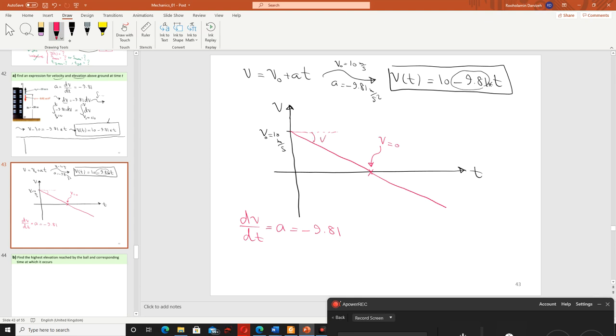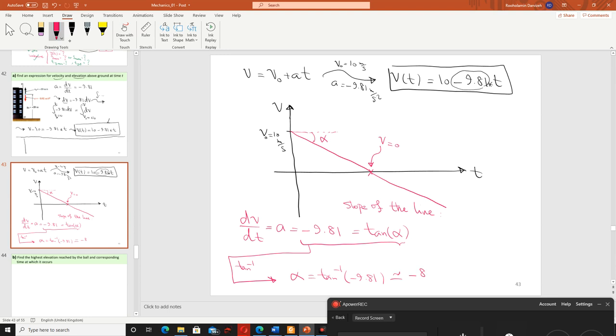Then, if this is the angle alpha, the slope of the line is dv over dt, or equals the tangent of alpha. If I take tangent inverse from both sides, the alpha would be tangent inverse of minus 9.81, which gives me minus 84.17 degrees. This is the magnitude of the alpha if you want to have it.